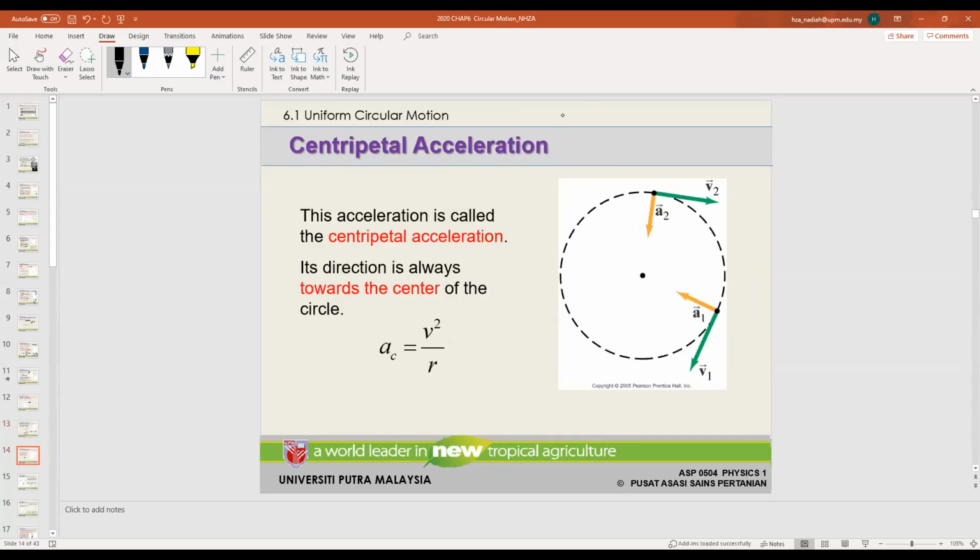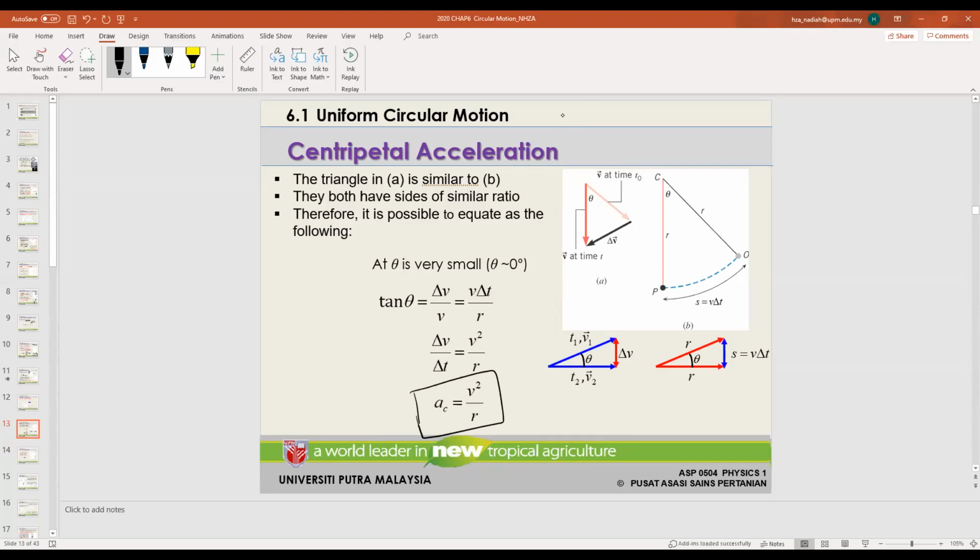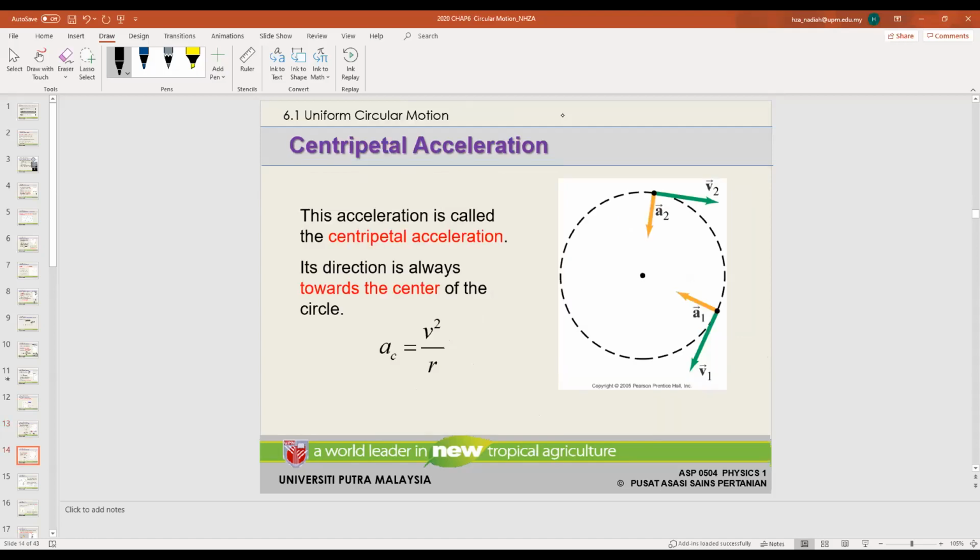Okay. So what equations do we have now? We have V equals R omega. We have omega equals delta theta over delta t. And we have AC equals V squared over R. Okay, so those are the three equations that you need to know. So AC, the direction is always towards the center of the circle. Always towards the center of the circle.